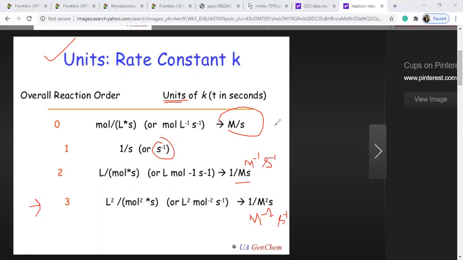We have discussed these units, which are very important with regard to reaction orders. If there is a zero order reaction kinetics, then the unit will be mole per second. For first order reaction, this is per second, depending upon time only, not on the molar concentration. And for a second order reaction, this will be per mole per second, and so on.